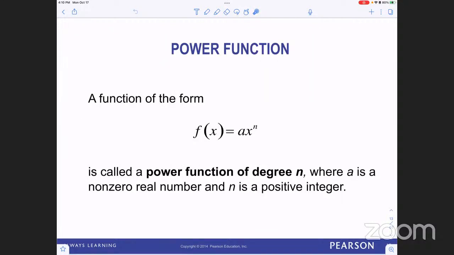Then we have this concept called the power function. That's going to be a function of the form where f of x basically equals a monomial. This is called a power function of degree n, where a is a non-zero real number and n is a positive integer. So we have f of x equal to a monomial, and we call that a power function.